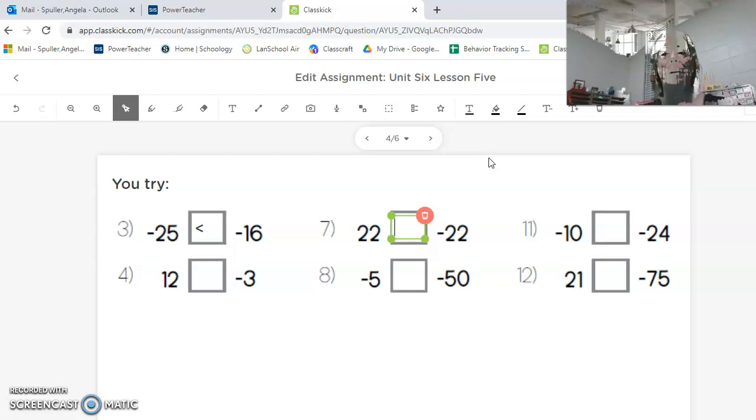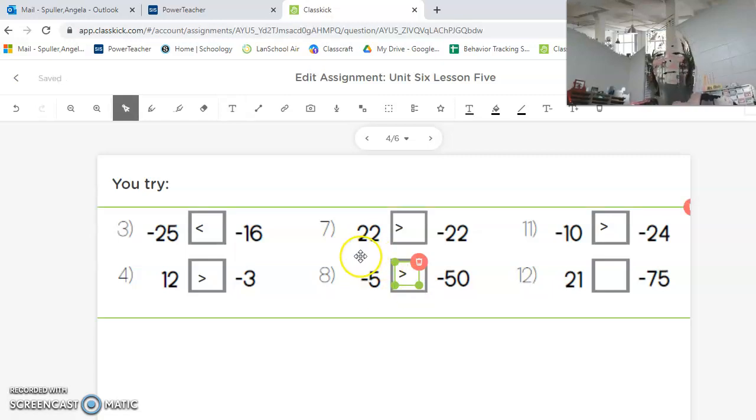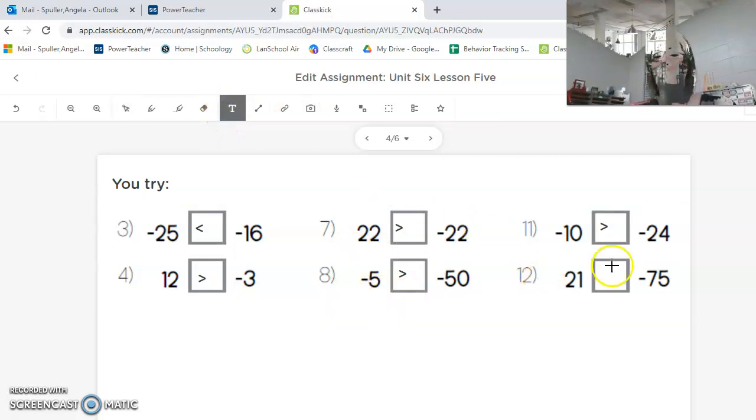One, I have $22. One, I owe $22. So this is greater than. -10 and -24. Well, -10 is greater because I owe less. 12 and 3. This is an easy one because that follows that rule, remember? 12 is a positive number, so it is definitely greater than the other one. -5 and -50, -5 is greater than because I owe less money, right? Okay, 21 and -75. So we say 21 is greater than -75.